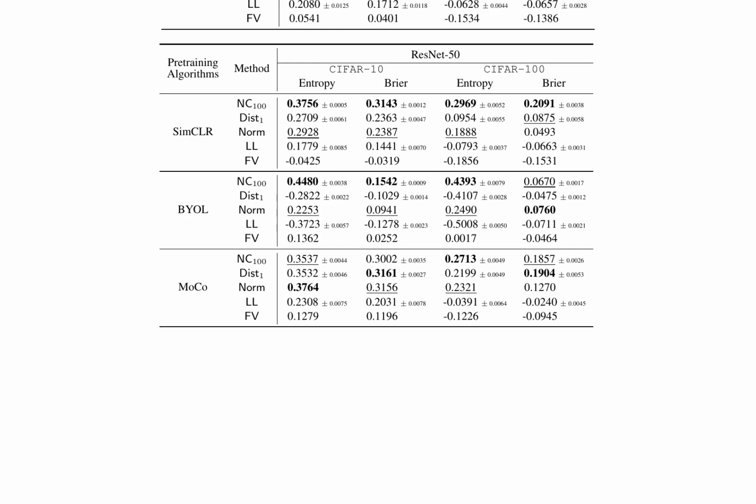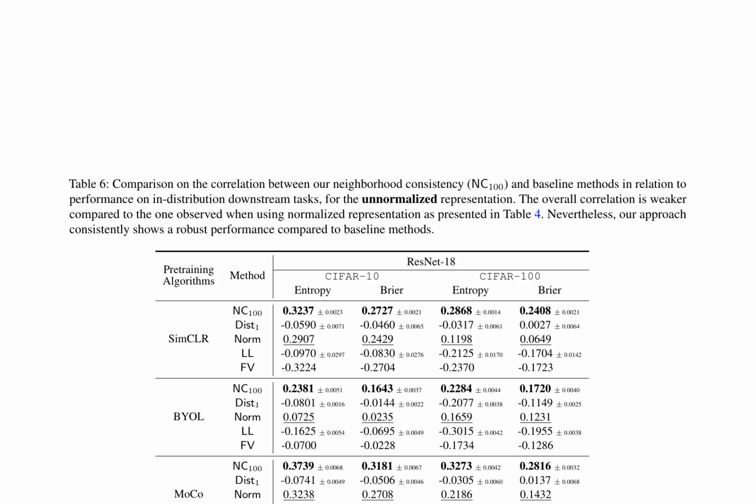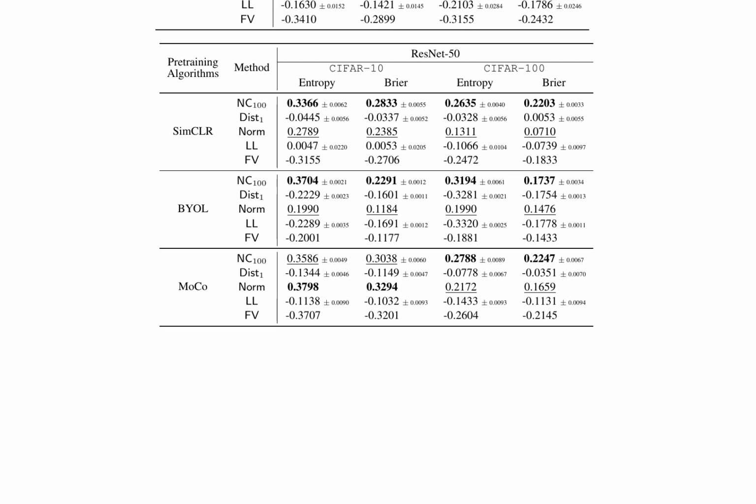The summary then moves on to discuss the unnormalized representation, noting that the overall correlation is weaker compared to the normalized representation but still shows a consistent performance advantage over baseline methods. The analysis includes various algorithms such as SimCLR, BYOL, and MoCo, with specific focus on ResNet18 and ResNet50 architectures on CIFAR10 and CIFAR100 datasets.